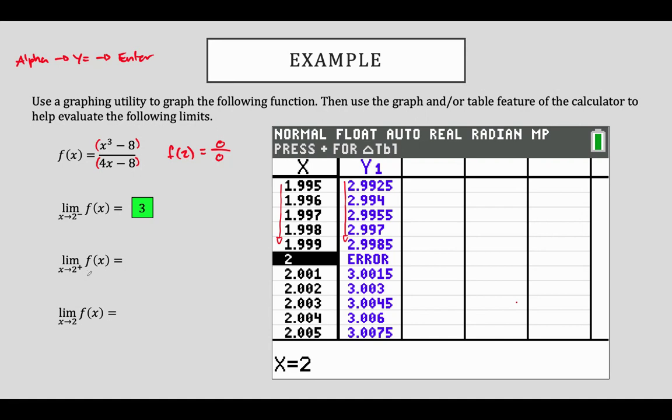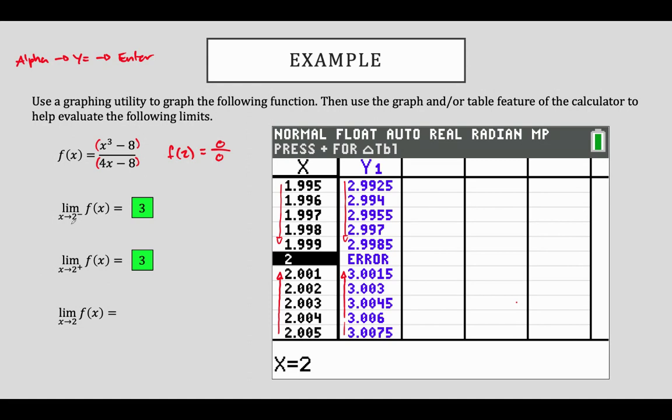Similarly, to evaluate the limit as x approaches 2 from the right, we notice that these numbers down here are values of x that are to the right of 2. And as our x values get closer and closer to 2 from the right of 2, what do the y values get closer and closer to? Right? They get closer and closer to 3 as well.